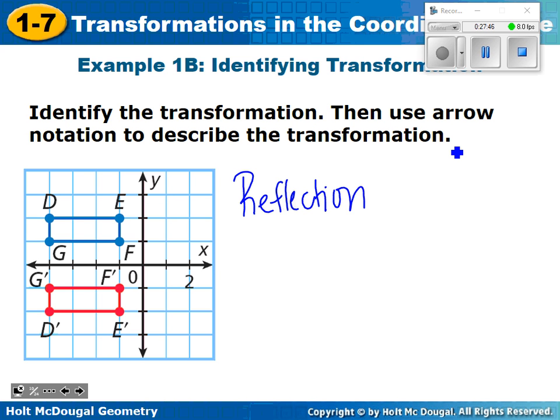It is the x-axis, and if you're not sure, find the distance between two of your points, F and F prime, for instance. There's 2 units between them. That means your line of reflection has to go in between that 2 units so that they would land on top of each other. So halfway between there would be this line right here, which is your x-axis. Does that make sense? So reflection across the x-axis.